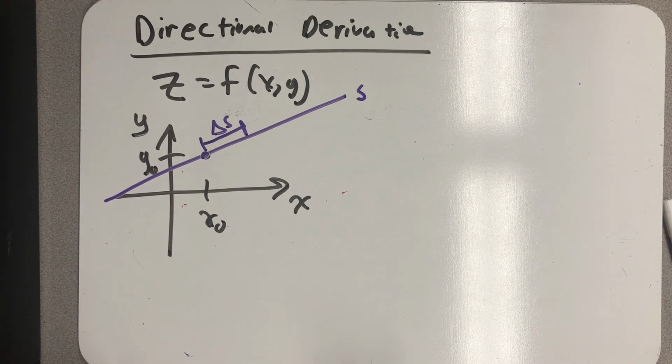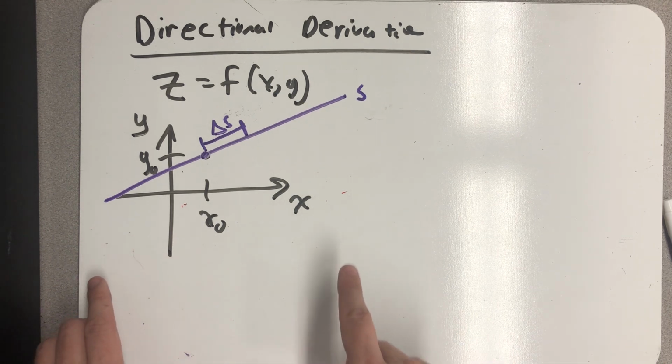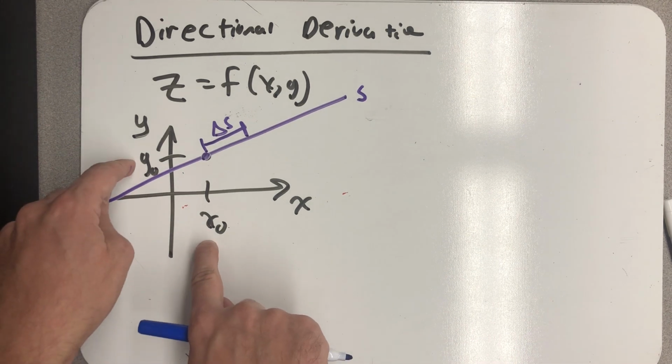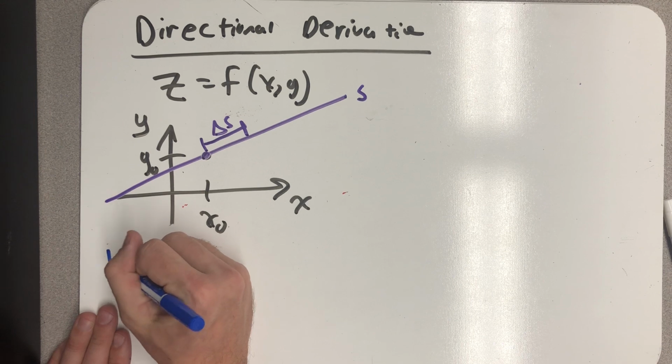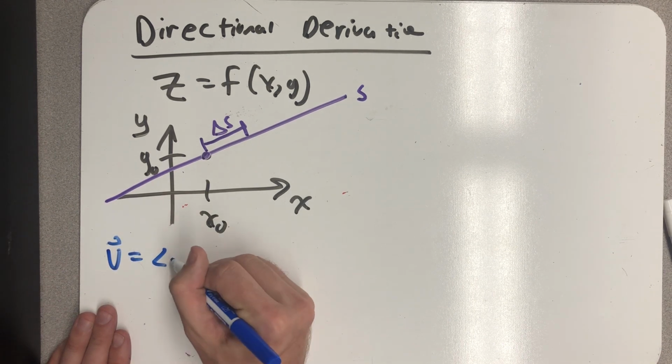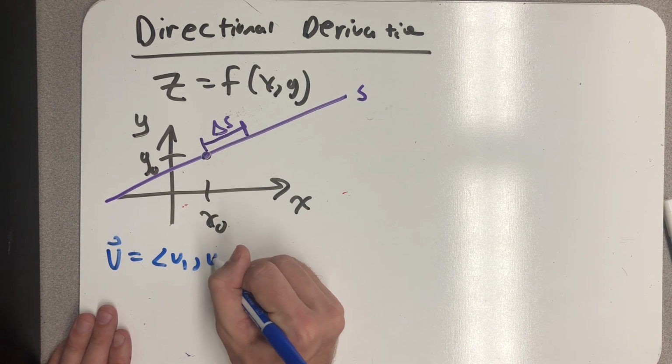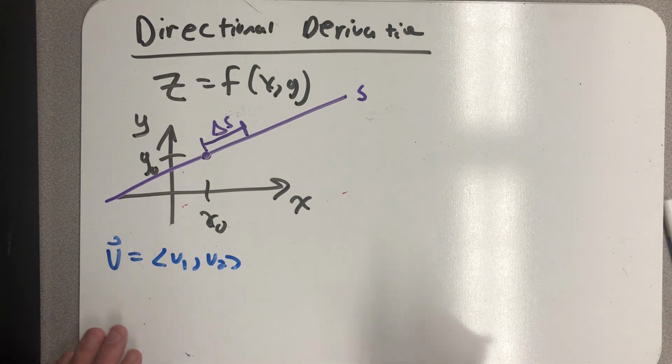So we could actually imagine parameterizing that line. If we think about what we need to parameterize the line, I would need a vector parallel to the line and a point on the line. Well, I've already identified the point, so let's just say we know the vector v is parallel to our line. Then we could parameterize our line.